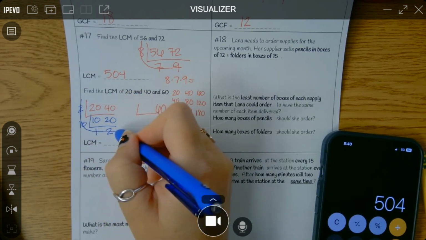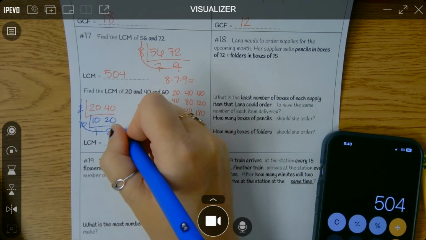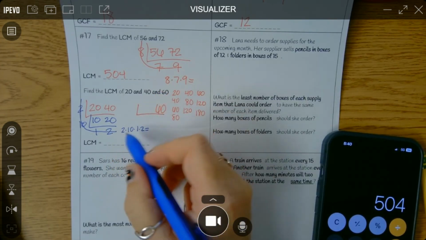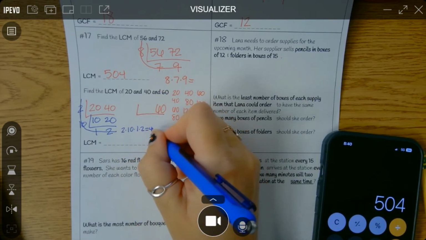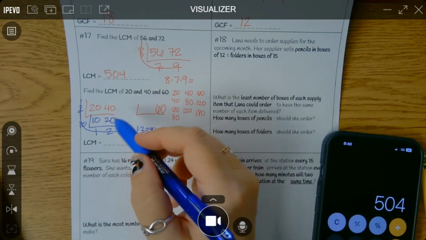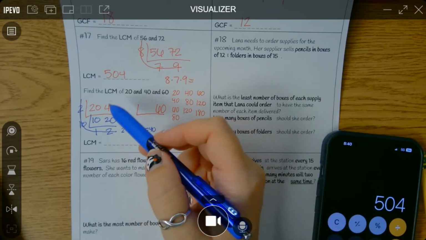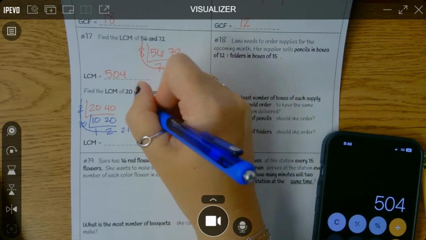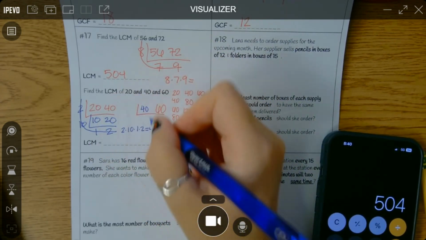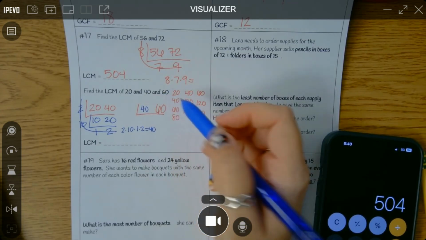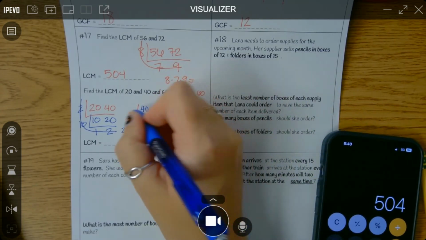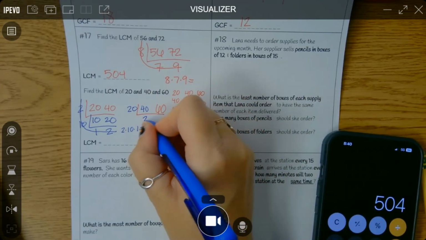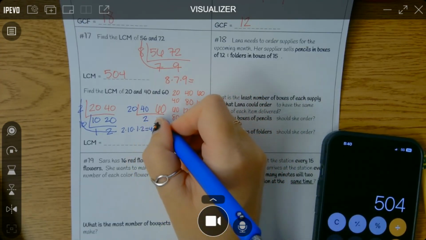So multiply along the outside to get your LCM, and you get 2 times 10 times 1 times 2. Well, 20 times 2 is 40. And then you're like, oh, duh. Obviously, they both can become 40 because 40 times 1 is 40 and 20 times 2 is 40. Okay, so that is the LCM of both of those. Now I'm going to do it with the third one I haven't used yet. So 20 can go into both of those. 20 goes into 40 twice, and 20 goes into 60 3 times.